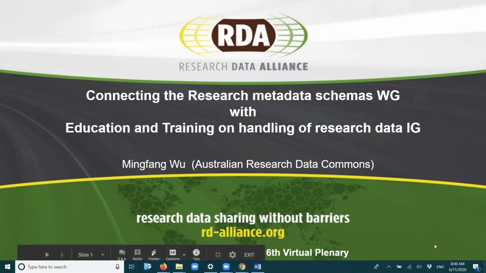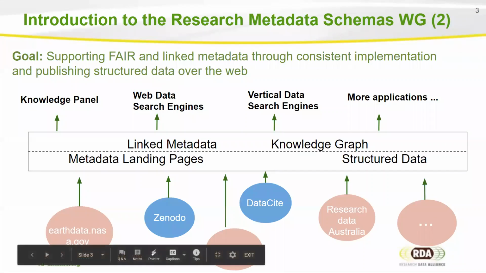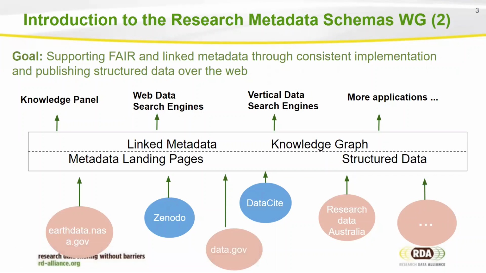In the next few minutes, I will introduce the goal and ongoing activities of the working group. Hopefully, we can find the synergies between the two groups. The goal for the working group is to support FAIR and linked metadata through consistent implementation and publishing of structured data on the web.